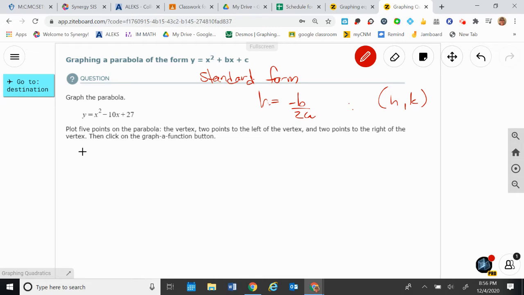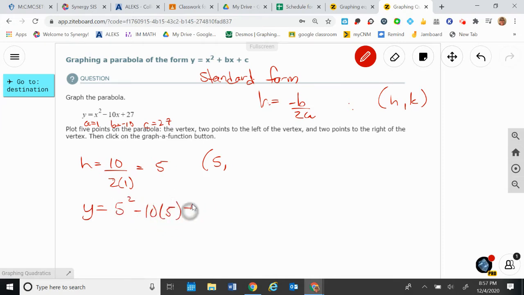Okay, so for example, identify a, b, and c. A equals 1, b equals negative 10, and c equals 27, right? All right, so h equals negative b, which is negative negative 10, positive 10, over 2 times a, which is 2. So you get 5. Okay, so we know that the h value is 5. Plug it back in to get y, because it says y is equal to. So plug back in x squared minus 10 times 5 plus 27. Y equals 25 minus 50 plus 27.